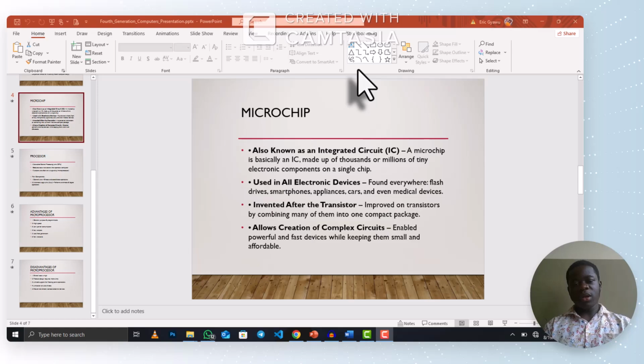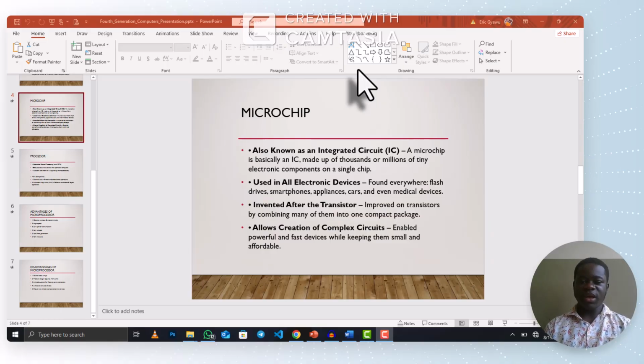And also, microchips or the integrated circuit was invented after the transistor. Microchips improve on transistors by combining many of them into one compact package. And also, microchip allows creation of complex circuits. So it enables powerful and fast devices while keeping them small and affordable. So this is what you'll be learning about microchip.